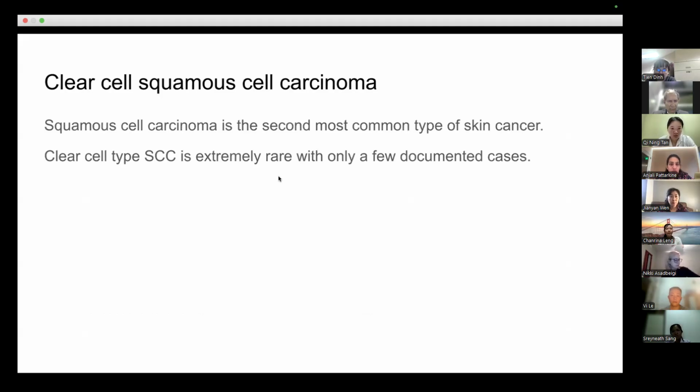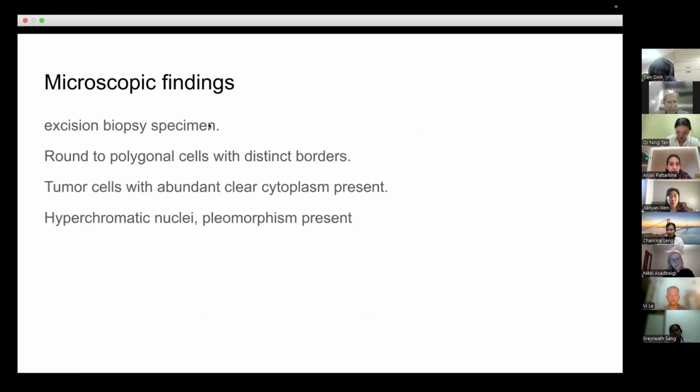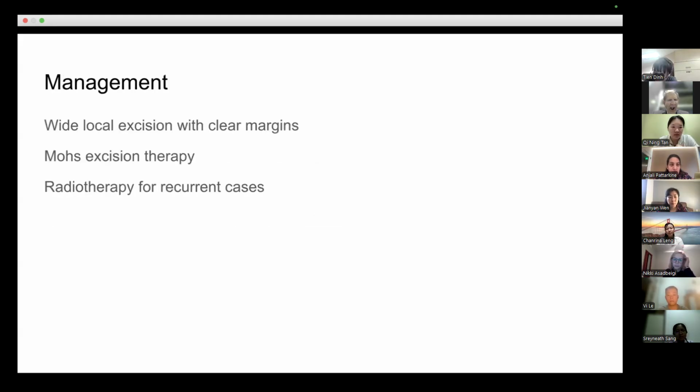Squamous cell carcinoma is the second most common type of skin cancer. This clear cell variety is extremely rare, with only a few documented cases. In this case, it was an excision biopsy with round to polygonal cells with distinct borders, abundant clear cytoplasm, hypochromatic nuclei, and pleomorphism. Management is the same: a wide local excision with clear margins, Mohs surgery for head and neck lesions, and radiotherapy for recurrent cases.